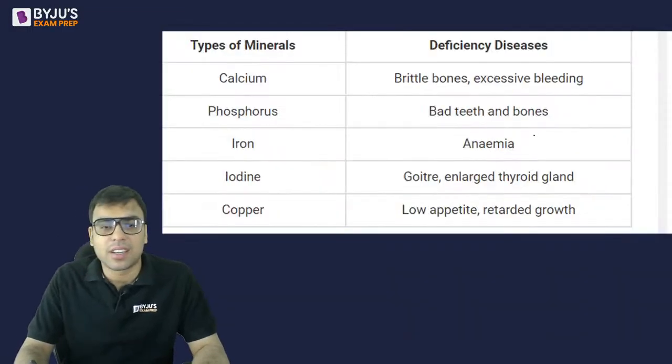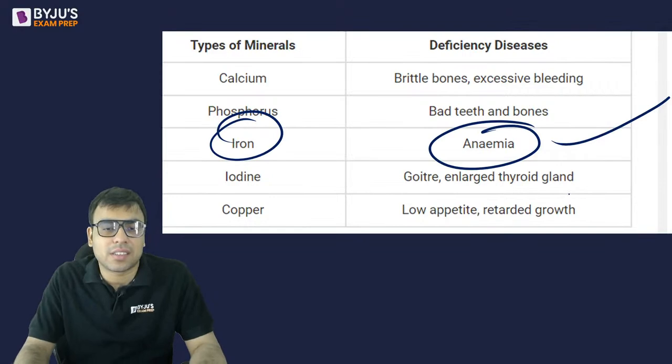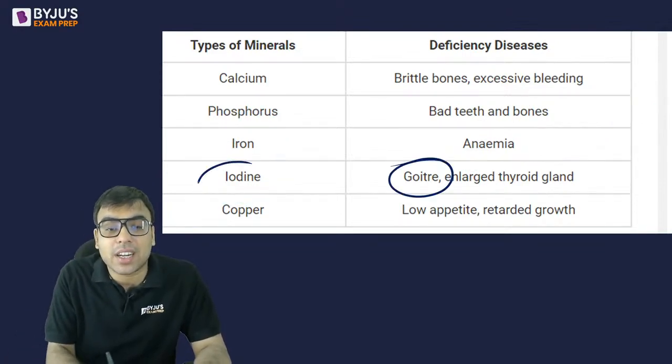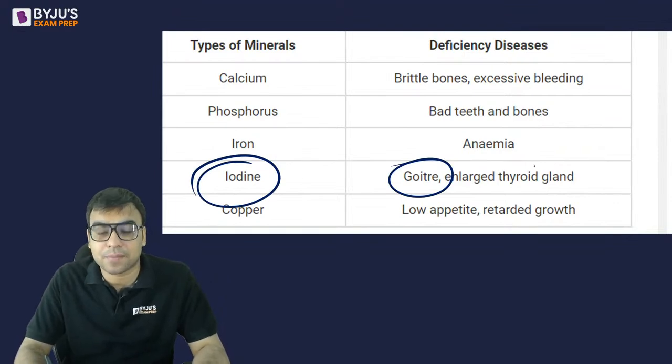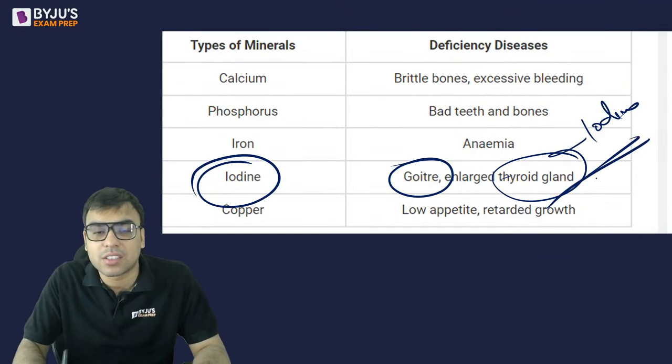Very good. ये सब थोड़ा सा आपको पता है. आयरन की कमी से, shortage of iron causes anemia. Shortage of iodine causes goiter. So that is why you should be knowing. So that is why thyroid gland needs iodine. So you should be knowing.